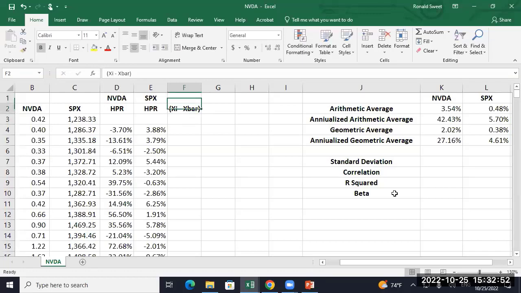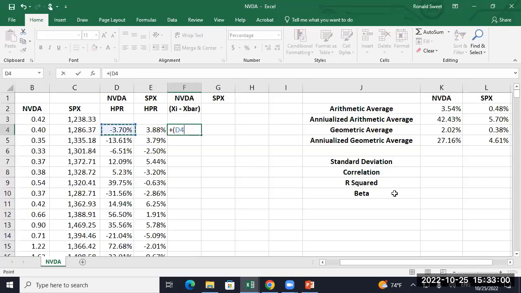All right, so we'll do that for NVIDIA. We'll do that for the S&P. So let's start right there. So we have negative 3.77% minus our geometric average. I'm sorry? Arithmetic. Oh, did I do geometric? Yeah, sorry, arithmetic. Thanks. Yeah, arithmetic.